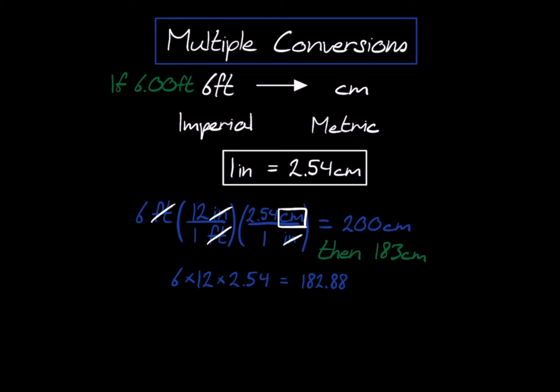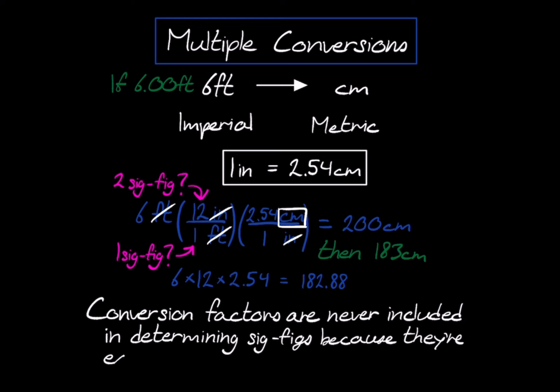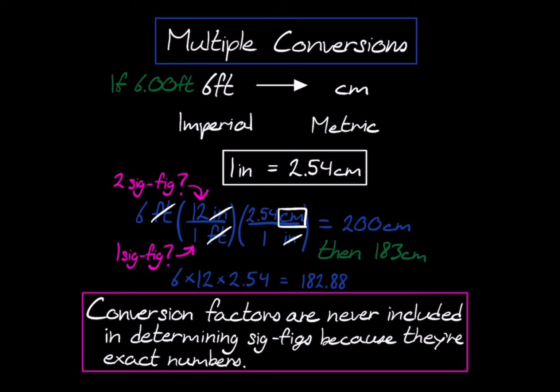And if you are fluent, you would ask, wait a minute, shouldn't the answer be in 2 sig figs because of the 12? Or perhaps even in 1 sig fig because of the 1 in the conversion factor? That's a great question, and the answer is that conversion factors are never included in determining sig figs. The reason for this is because they are exact numbers, and exact numbers don't affect the number of sig figs.